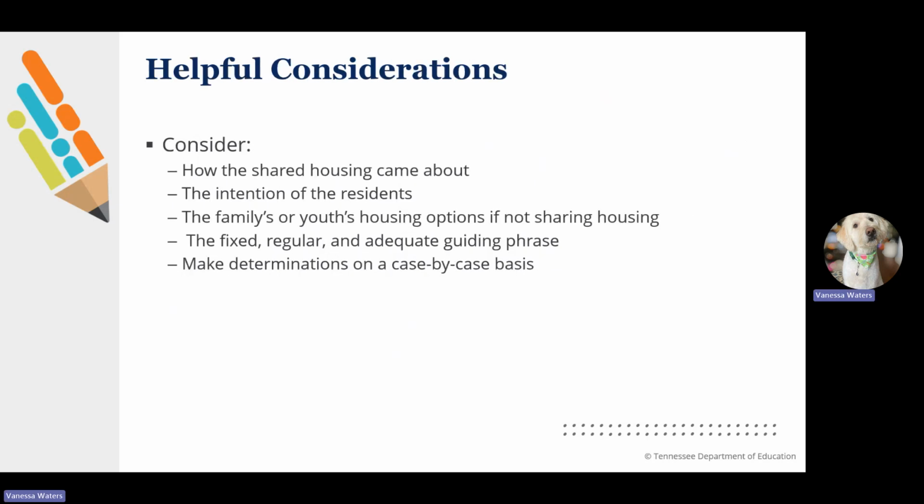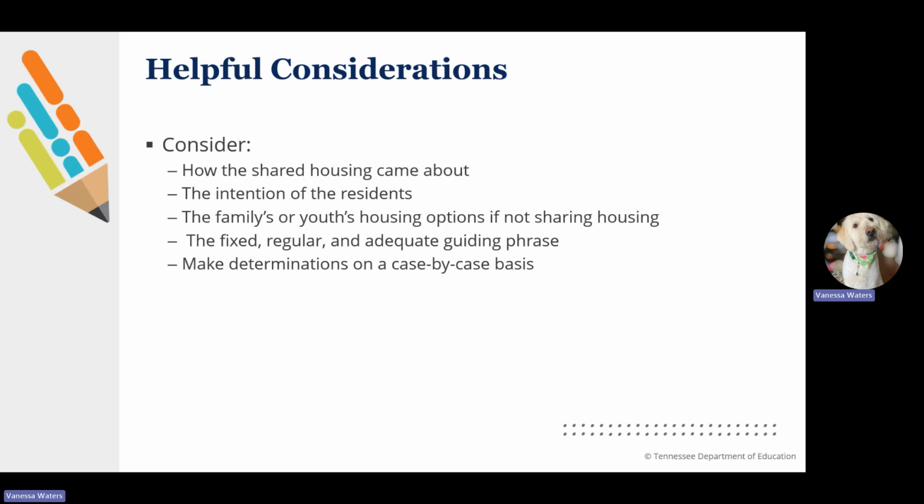So again, some helpful considerations when determining eligibility is how the shared housing came about, and the intention of the residents. Did the family choose to live with a grandparent to save money, or maybe because they had some additional support to care for the child, so they moved in with a family member in order to save money so they could afford their own house? But if the family was evicted and is moving in with a grandparent because of an eviction or similar reason, then that situation would be McKinney-Vento.